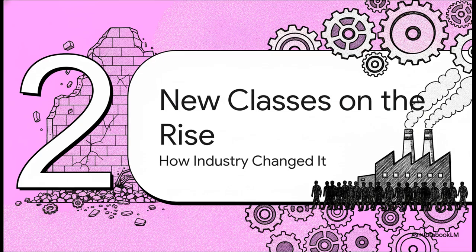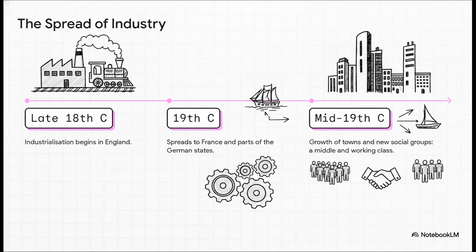But this old system, this old social order, was about to face a huge challenge. And this challenge came from something that would change the world forever: industrialization. As new factories were built, new kinds of people and new ideas also started to appear. Industrialization started first in England. And then during the 19th century, it spread to other parts of Europe, like France and the German states.